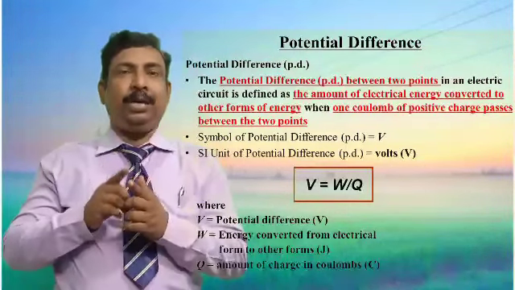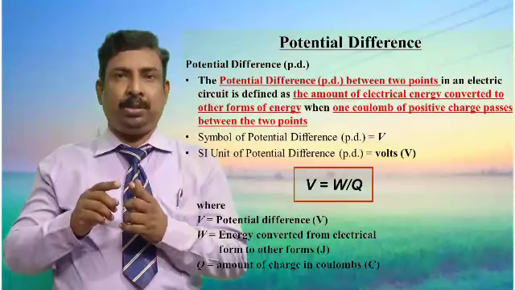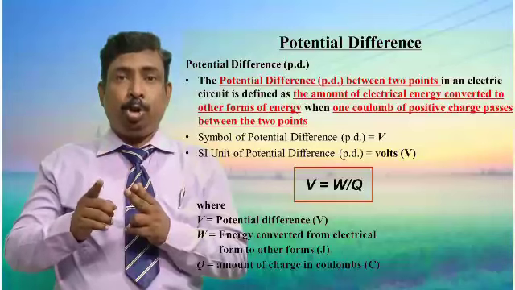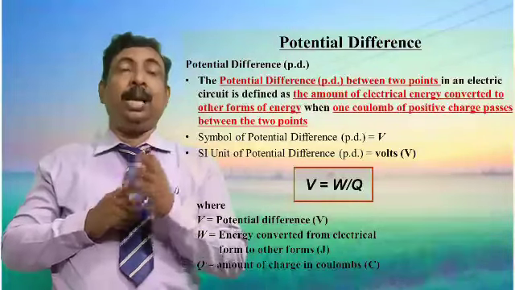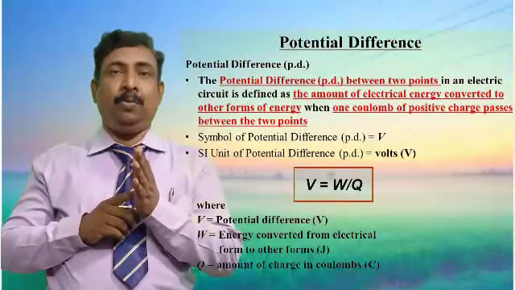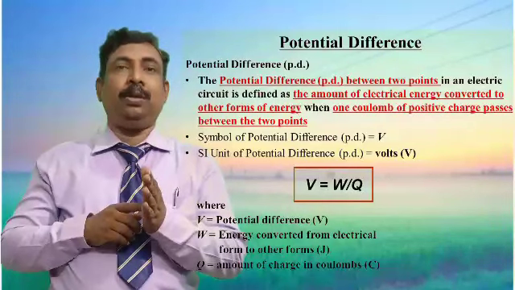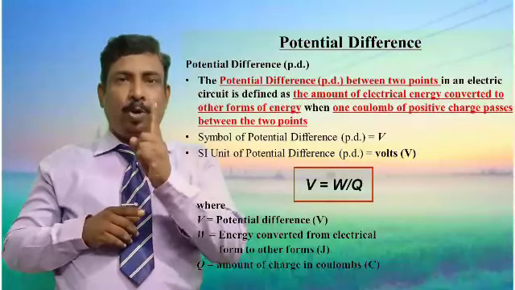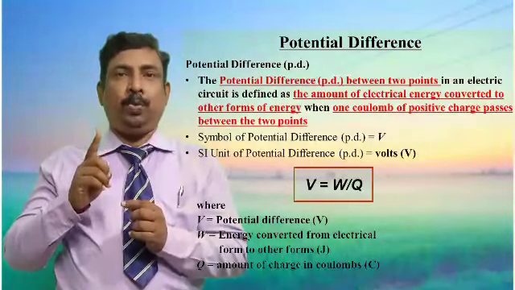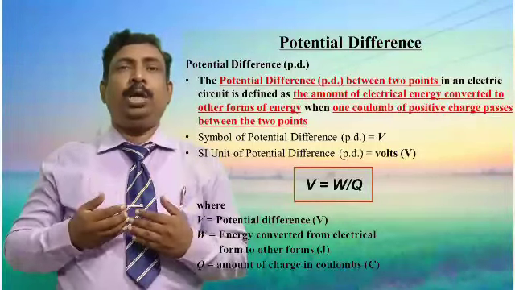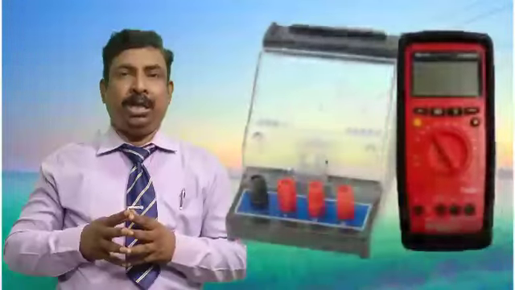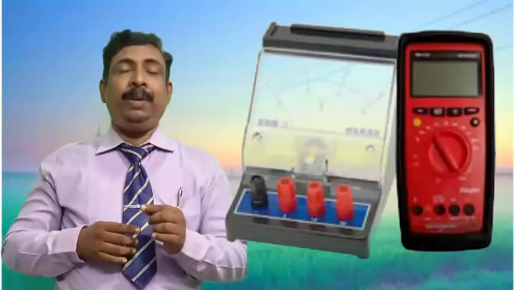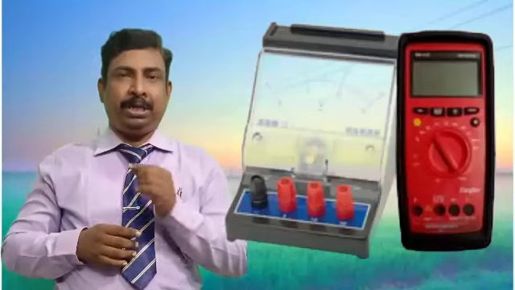And what are the units? Work is measured in joules. Charge is measured in coulombs. Joule per coulomb is the unit of potential difference, and that is named after the scientist Volta. The SI unit of potential difference is the volt. So 1 volt is equal to 1 joule per 1 coulomb. So what do we use to measure the potential difference? Yes, voltmeter. The voltmeter is the device we use to measure the potential difference.